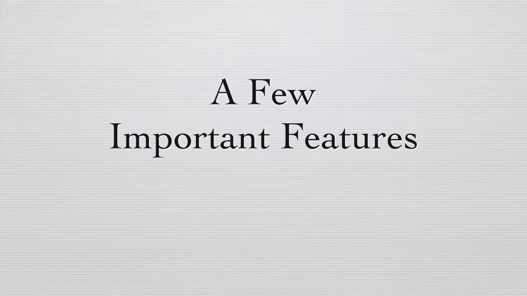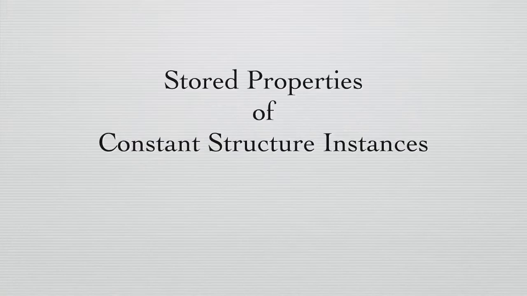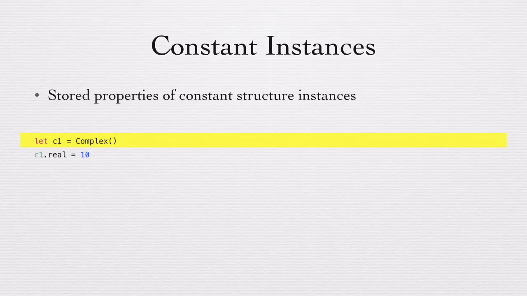I will now discuss a few important features related to structures. If you create a structure instance and assign it to a constant, can you modify its properties? The answer is no. Consider these 2 program statements. The first statement creates a complex instance whose properties are modifiable. The instance is assigned to a constant. In the second statement, when you try to modify the property, it generates a compile time error.